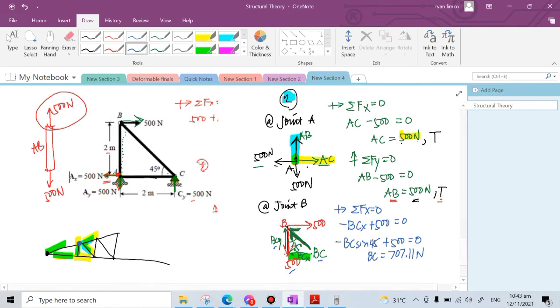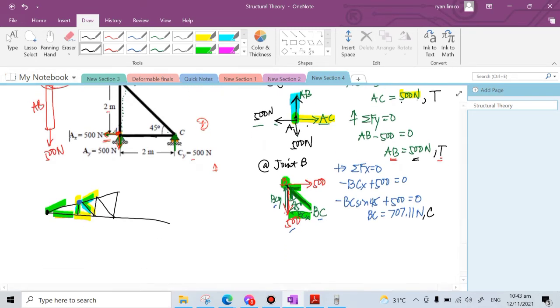Nakikita niyo yung arrow? Yung arrow nito sa assumption natin is directed towards point B. So, since papunta siya sa B, this is compression. Since positive yung lumabas, tama yung assumption mo, compression nga siya. Okay.